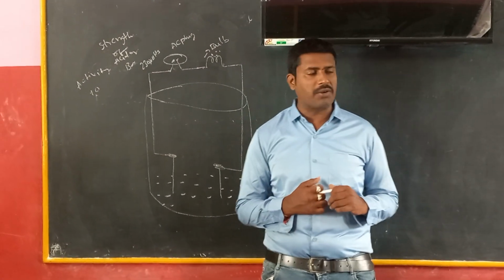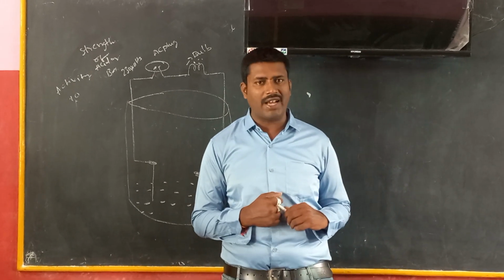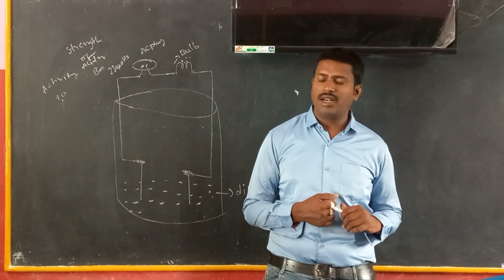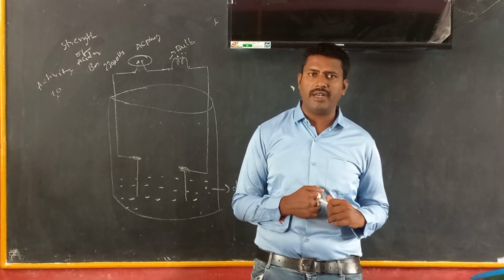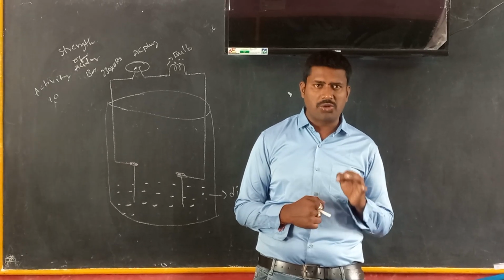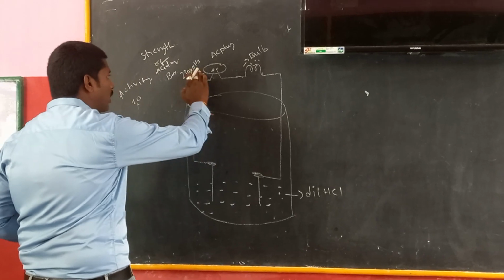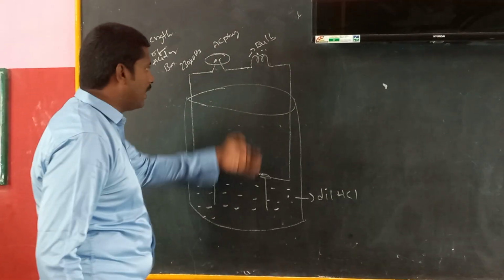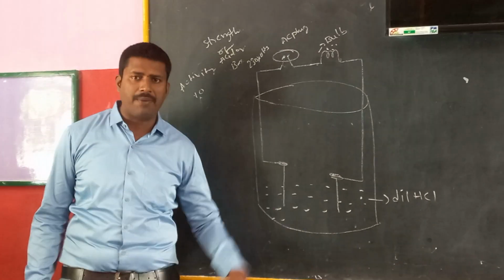In this class, we are going to discuss how to find out whether it is a strong acid or a weak acid, or a strong base or a weak base. On the day of the experiment, take one beaker and add dilute hydrochloric acid, and insert two graphite rods. Connect one end of the graphite rod to a 230 volts AC supply and the other end of the graphite rod to the bulb. Then the circuit is completed.